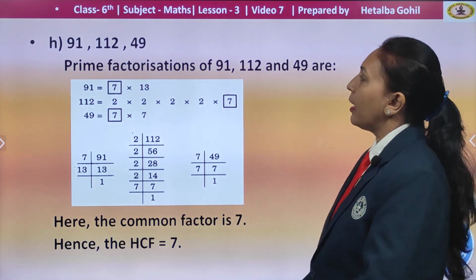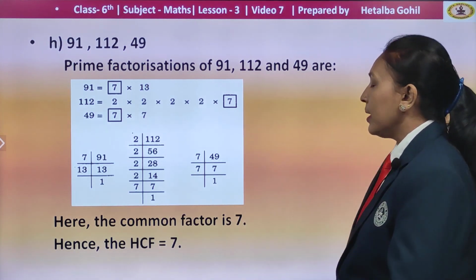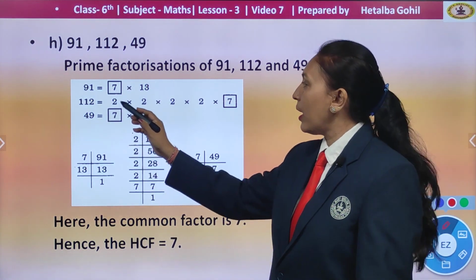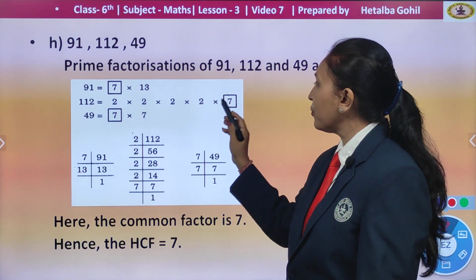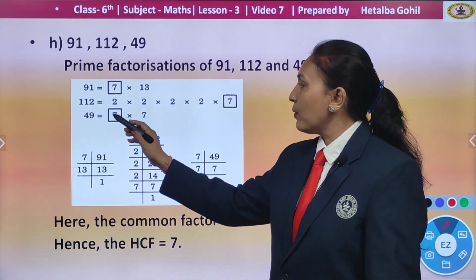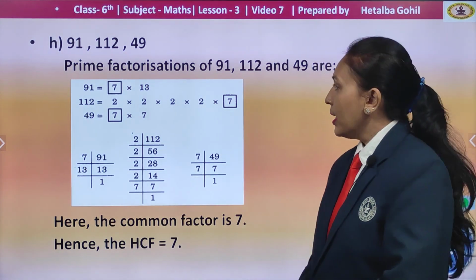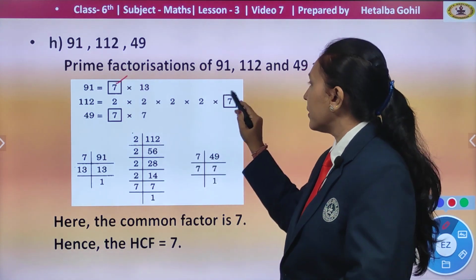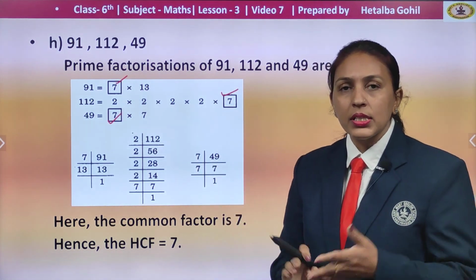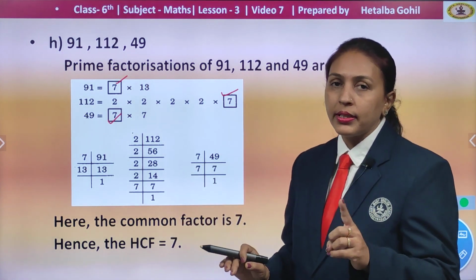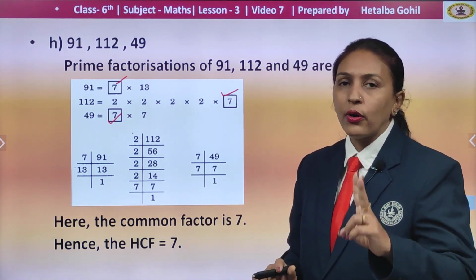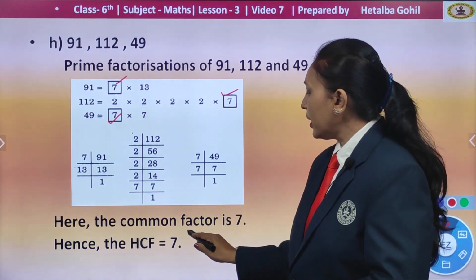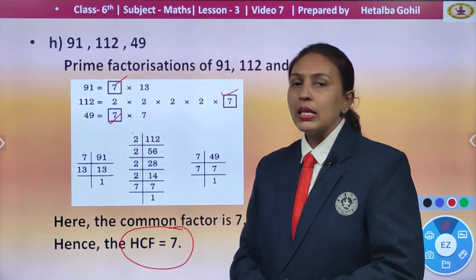Next we have 91, 112 and 49. Listing the prime factors for 91, we have 7 into 13. 112 we have 2 into 2 into 2 into 2 into 7. 49 we have 7 into 7. So now what is the common number in all the three, children? That is only 7 here. There is no other number which is common in all the three. It should be in all the three. If it is in 2 and it is not in 1, you cannot take it. So remember, all the three should have that number in them. So here the HCF of the given numbers is only 7 over here.